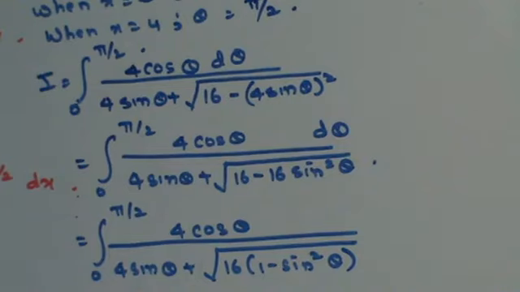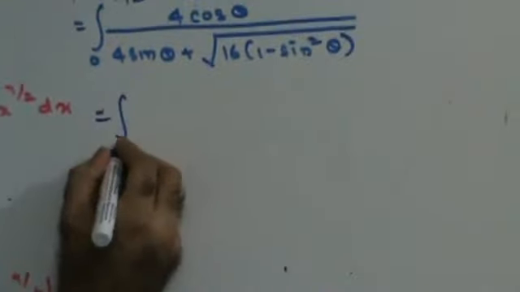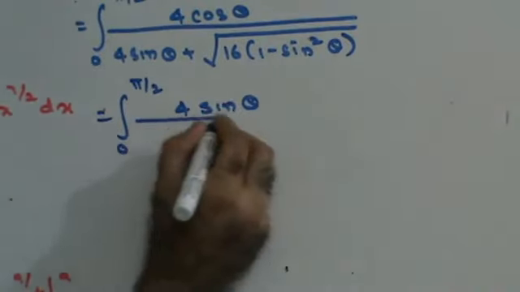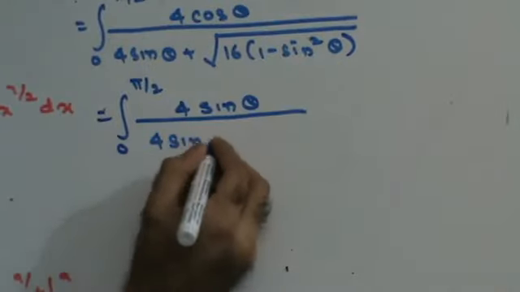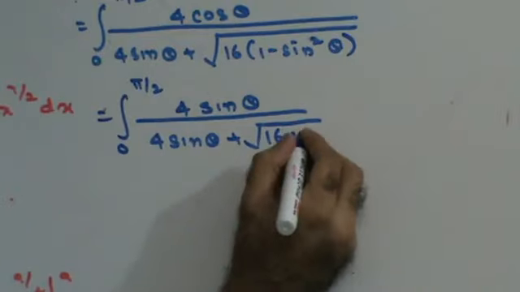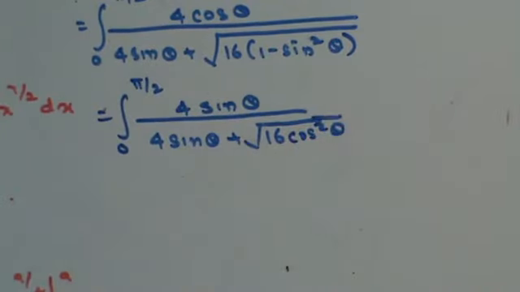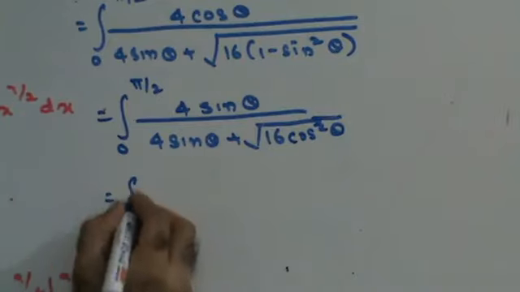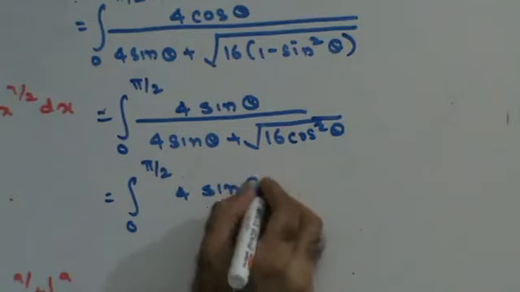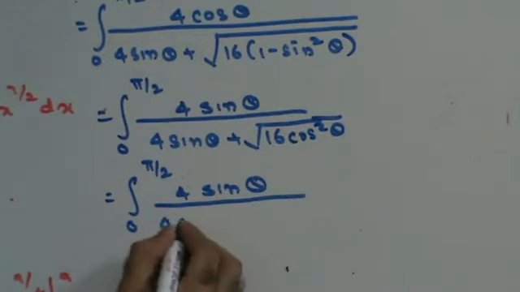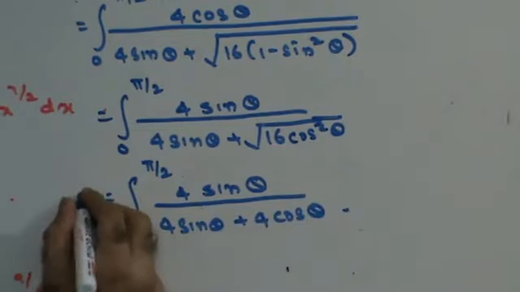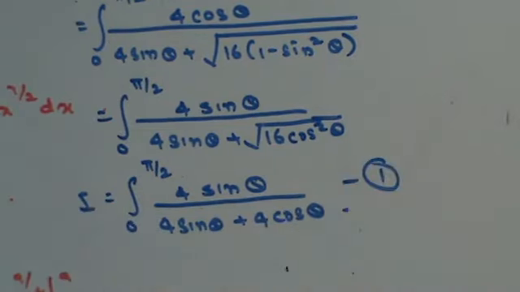So in that case this can be written as 0 to pi by 2 4 cos theta upon 4 sin theta plus square root of 16 cos square theta, right? This can be written as 0 to pi by 2 4 cos theta upon 4 sin theta plus 4 cos theta. Let this be equal to equation 1.